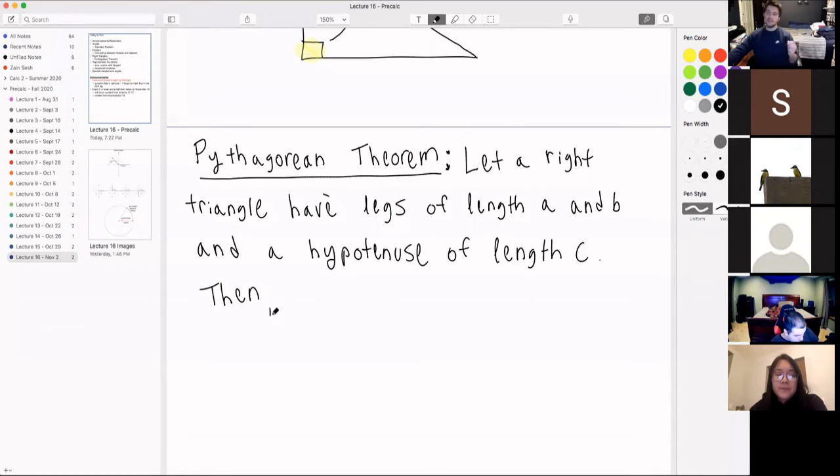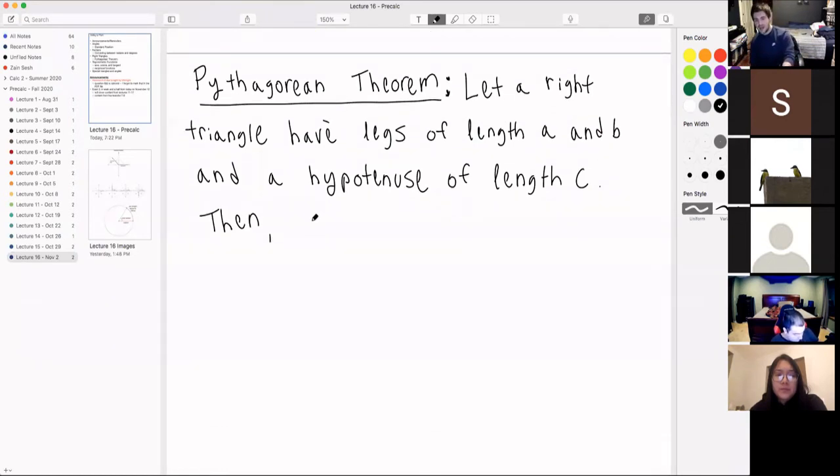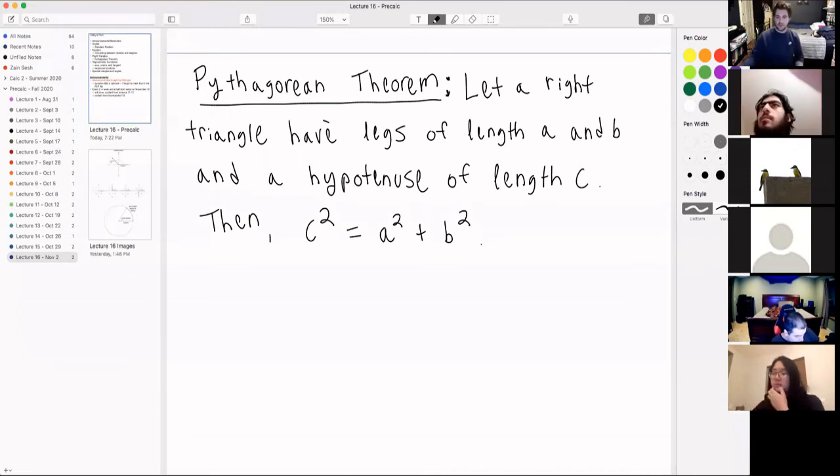Okay, so the legs and hypotenuse satisfy this very special equation. Then we will have that C squared is equal to A squared plus B squared. Okay, so we have this very nice formula that holds.